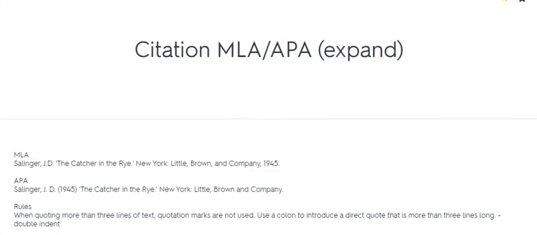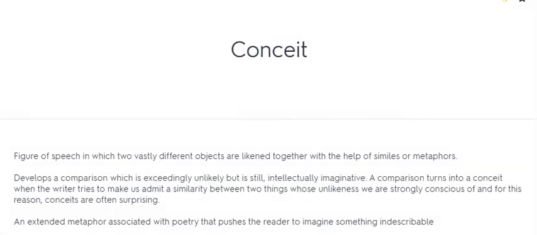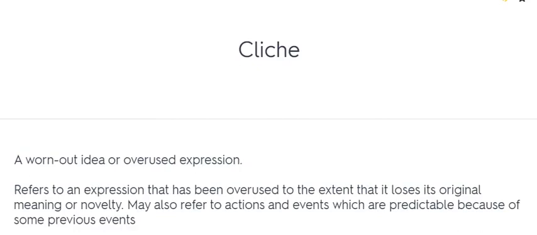Citation: MLA, APA. Conceit. Cliché. A worn-out idea or overused expression refers to an expression that has been overused to the extent that it loses its original meaning or novelty. May also refer to actions and events which are predictable because of some previous events.